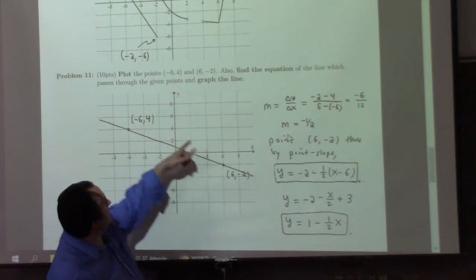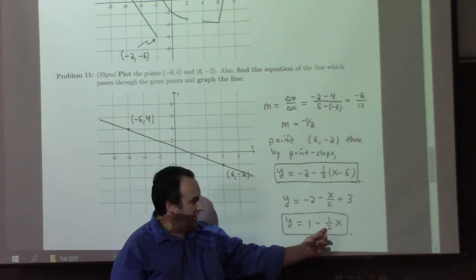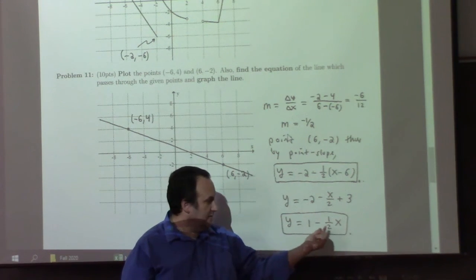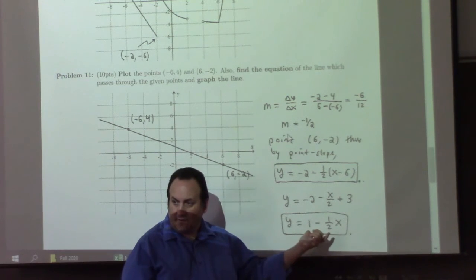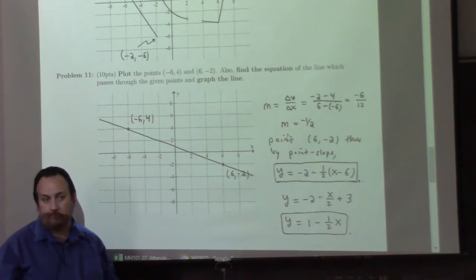Like I could try plugging in minus 6, 4. Does it work? Well, if I take 1/2 times 6, I get 3. So I get 1 minus a minus 3, which is 4. So yeah, when I plug in minus 6, I get out 4 from that formula.